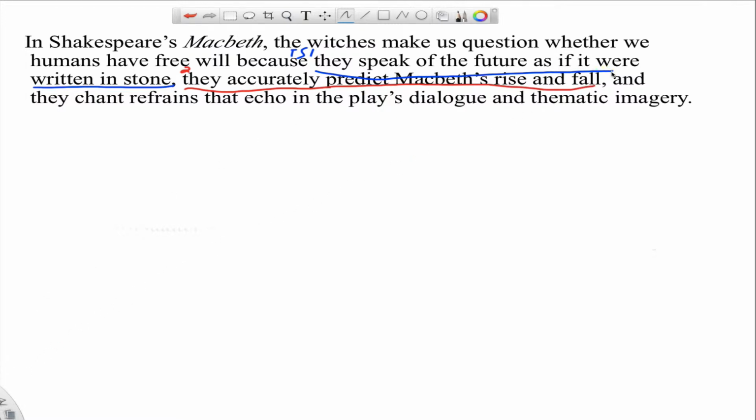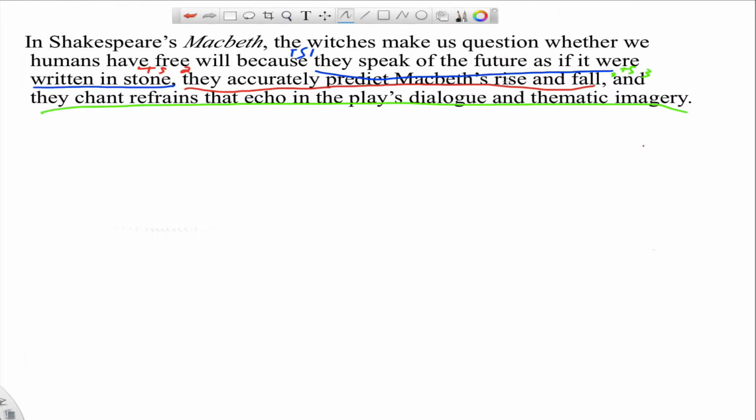And 3, they chant refrains that echo in the play's dialogue and thematic imagery. So this is topic sentence 3. You can see already how the essay is going to be structured. It's like giving the reader a map and compass so that they can really follow your argument. So topic sentence 1 is going to cover meat patty 1 or veggie patty 1. Topic sentence 2 covers patty 2, and topic sentence 3 covers patty 3.